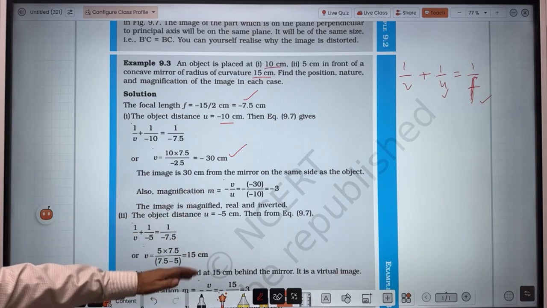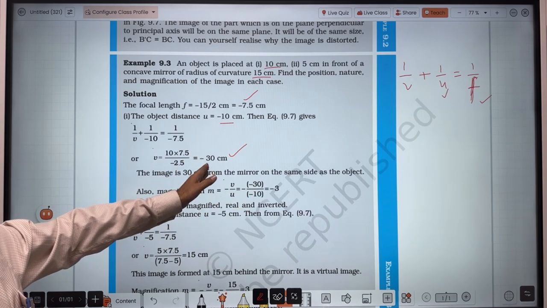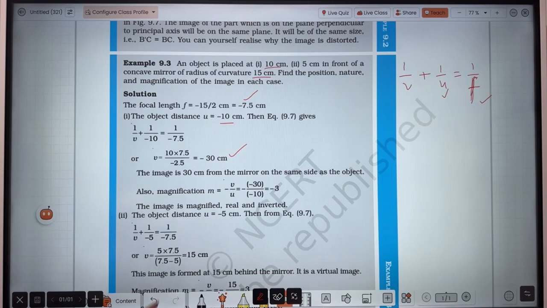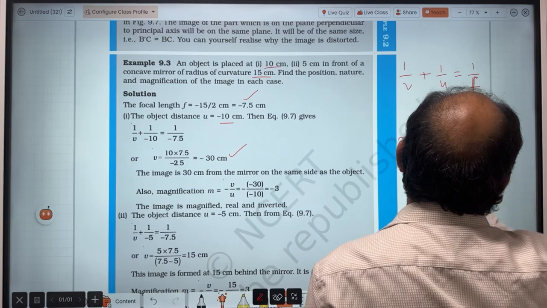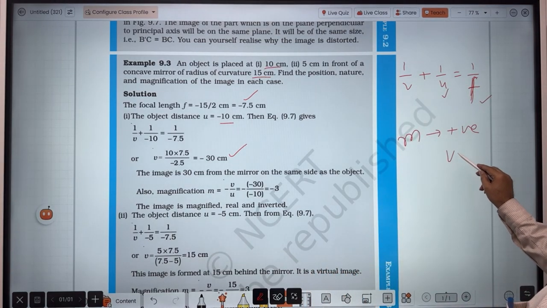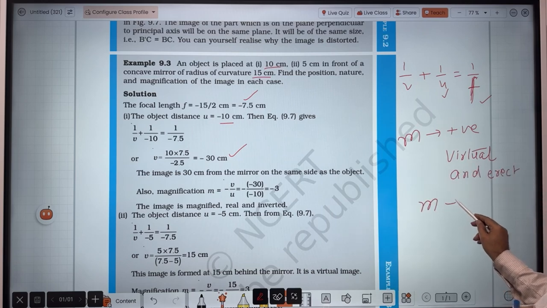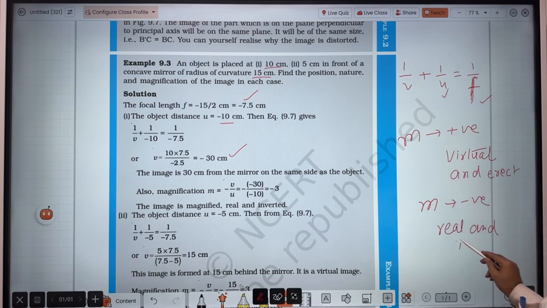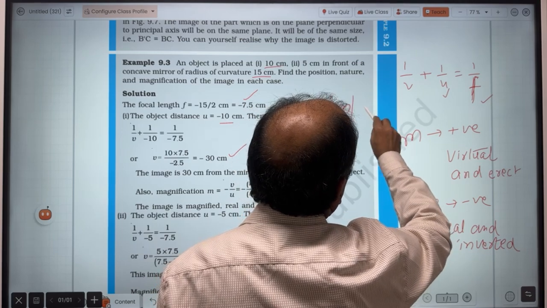We know the formula for magnification, M equal to minus V upon U. We can put the values. V, we have got this, make it negative, that will become positive. And then U is 10 centimeter with negative sign, so we will get minus 3. Minus 3 means, what is rule? If M is positive, then it will be virtual and erect, right? And if M is negative, it means real and inverted, right?